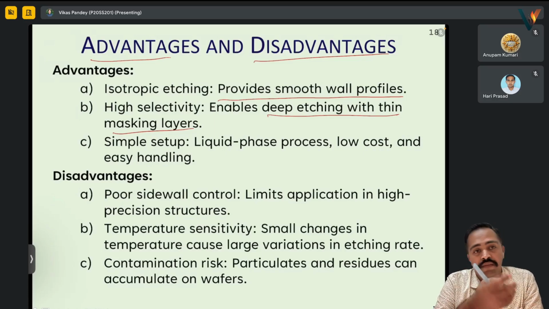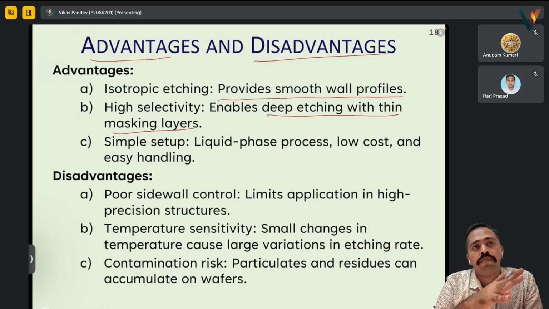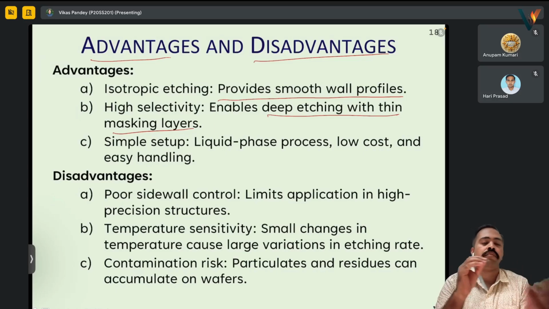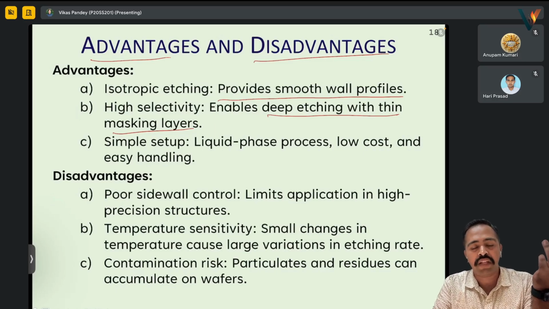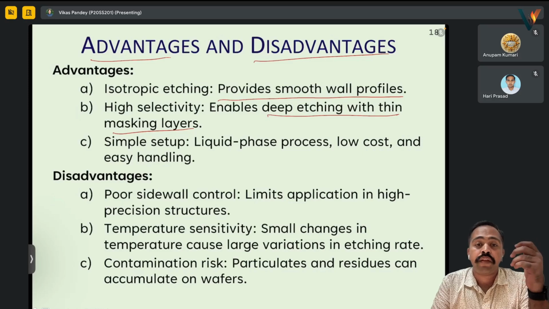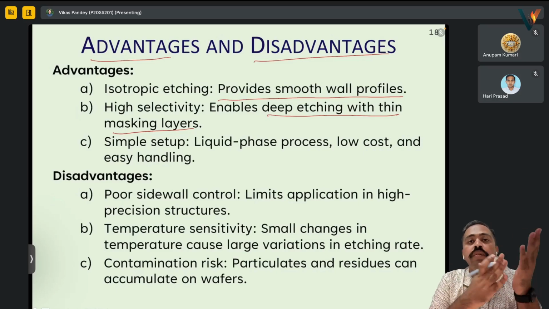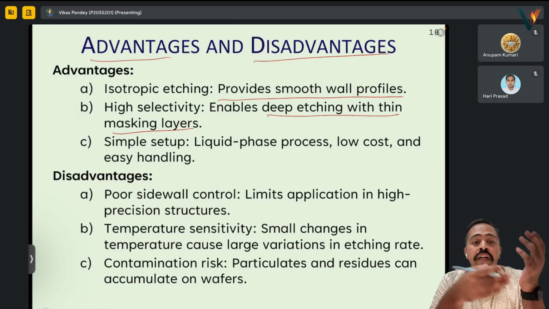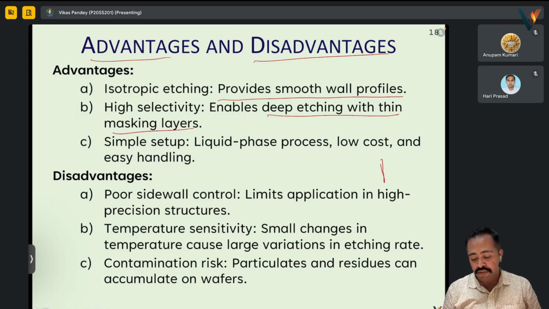There are disadvantages like where we want high precision structures. For microfabrication, it was fine. For higher feature size, it was fine. But when we talk about nanofabrication, where the rate of etching is in nanometers per minute, a small change in the profile in terms of nanometer will actually affect our devices. In such cases, the sidewall control is poor. That means we cannot create very straight vertical sidewalls.